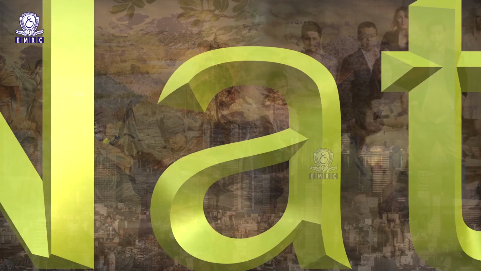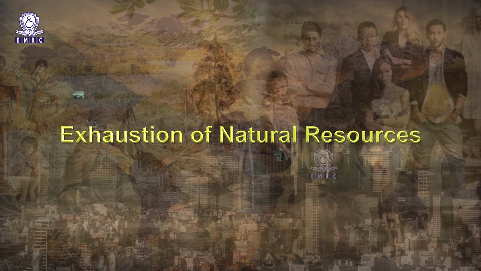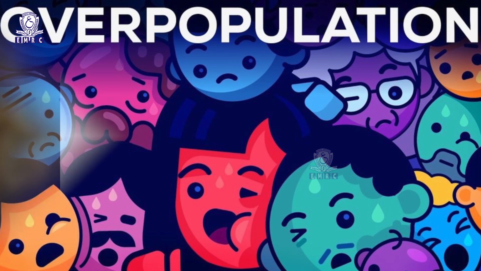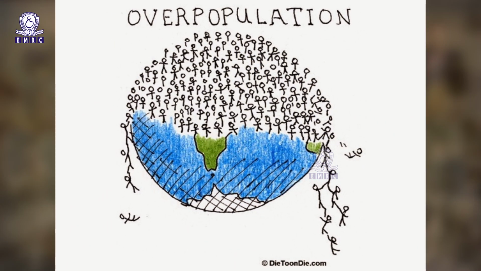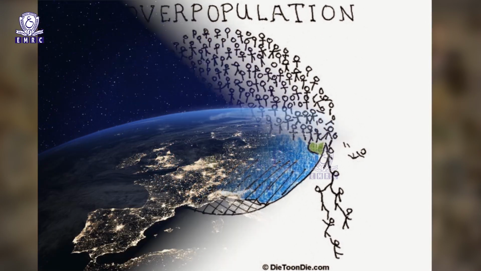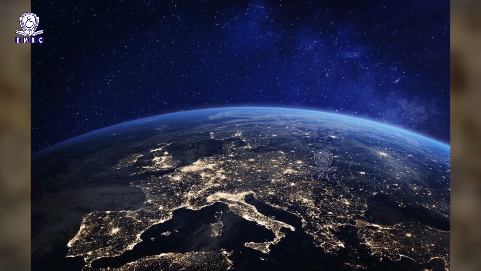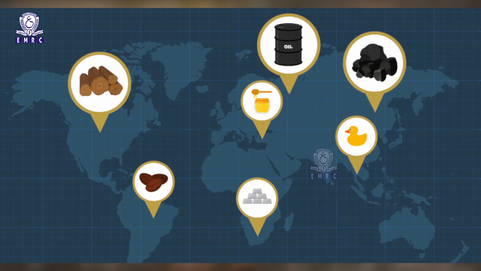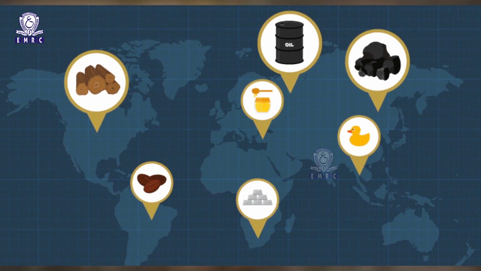Now, let us discuss the effects of overpopulation in brief. First one, exhaustion of natural resources. The main effect of overpopulation is the unequal and unrestrained use of resources. The planet has a limited capacity to generate raw materials, and each year the natural resources deficit.